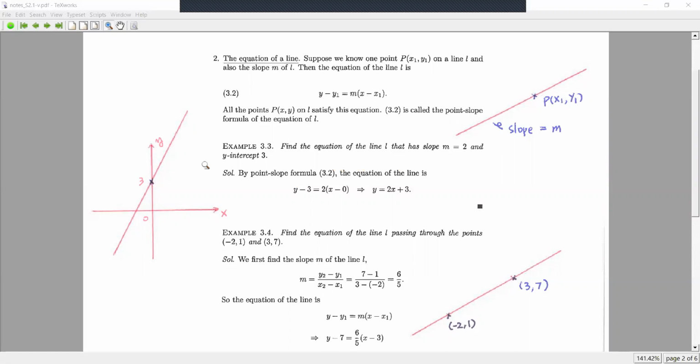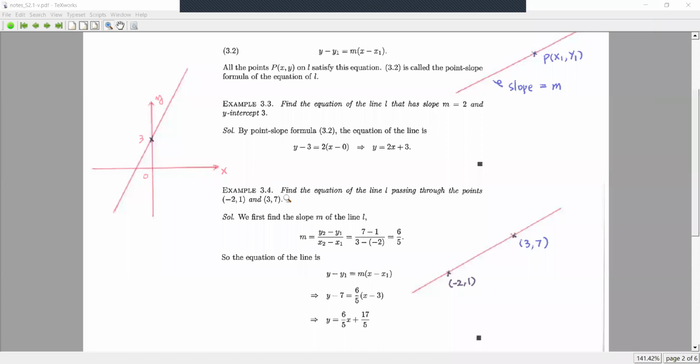Then by this formula, the equation of this line is y minus y1, y1 is 3, equals slope, slope is 2, parenthesis x minus x1, x1 is 0. Then simplify this equation a little bit. Then we get this equation. This is the equation of this line L. All the points on the line satisfy this equation. Or in other words, the graph of this equation is this line.